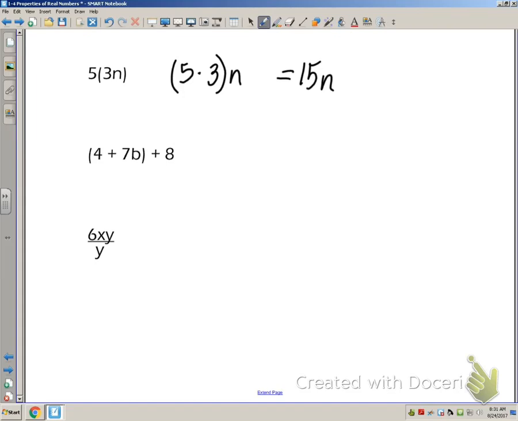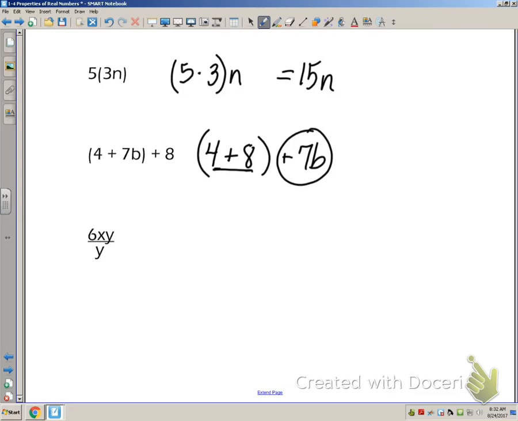Okay, same thing here. I want to change my grouping around so that I have the 4 and the 8 together in a set of parentheses, and then add the 7b outside of here. Why would I want to do that? Well, these are like terms. They don't have a variable. This is an unlike term because it has included a variable, so I want to keep it by itself.